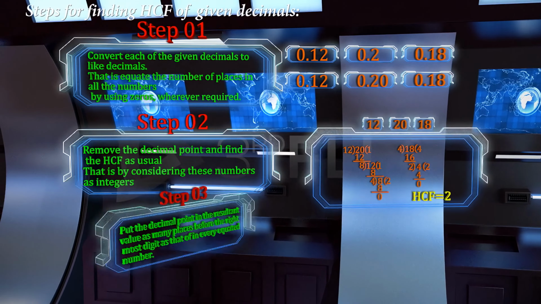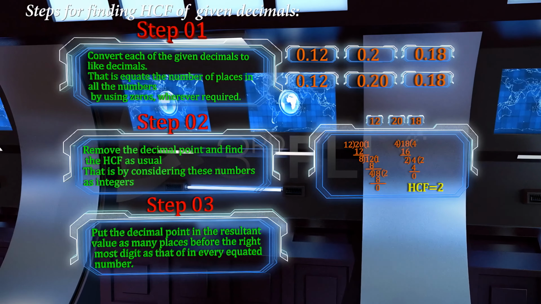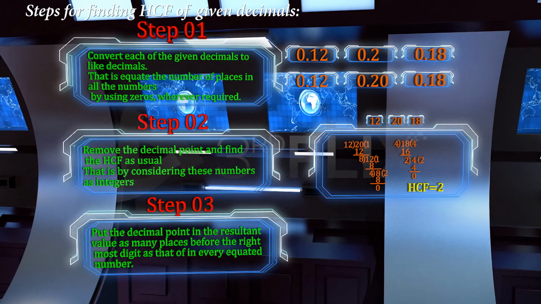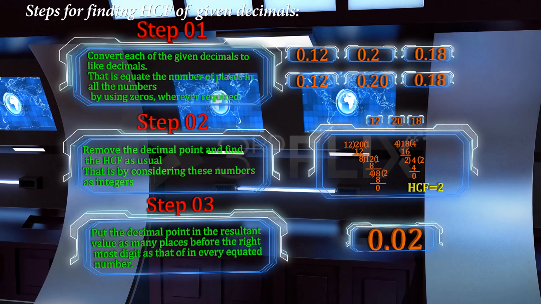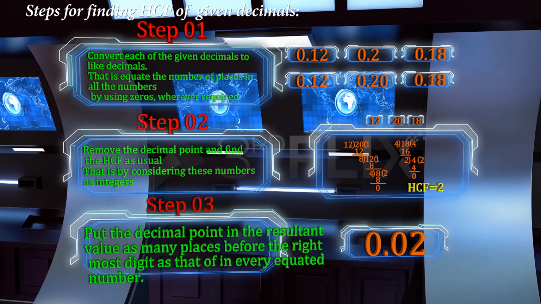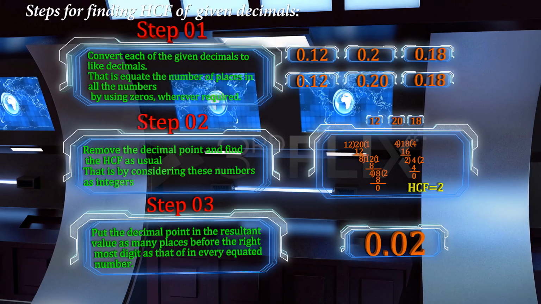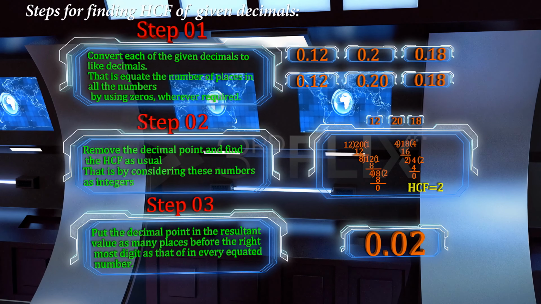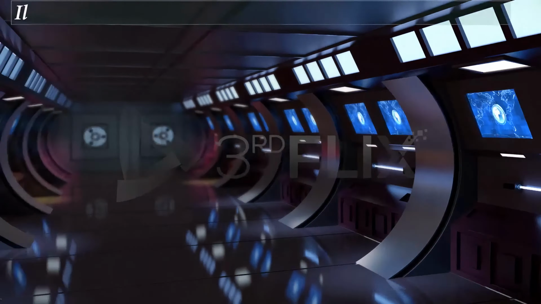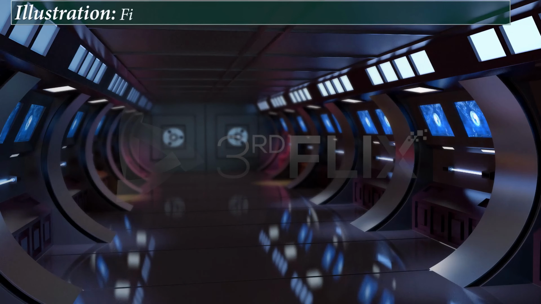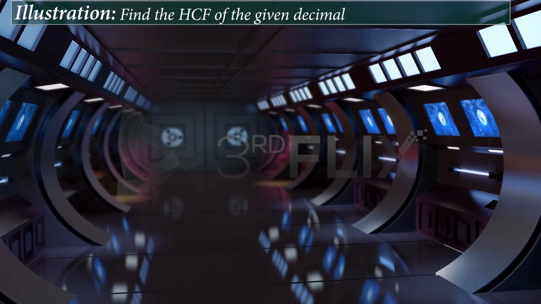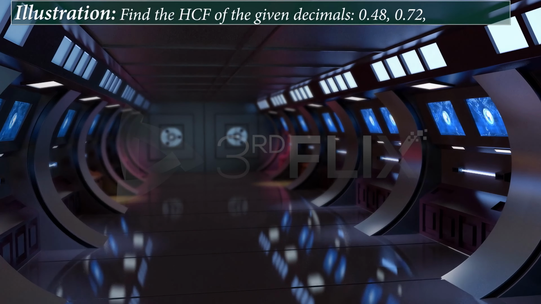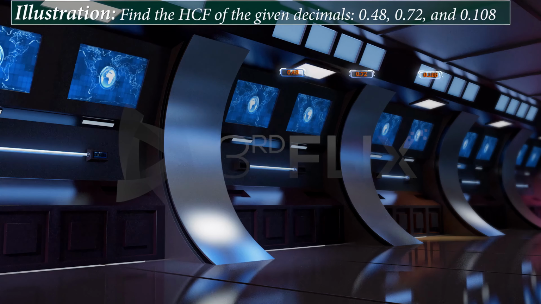Step 3. Put the decimal in the resultant value as many places before the rightmost digit as that of in every equated number. Now, let us find the highest common factor of the given decimals using the above steps with illustration. Illustration 1. Find the highest common factor of the given decimals 0.48, 0.72 and 0.108.